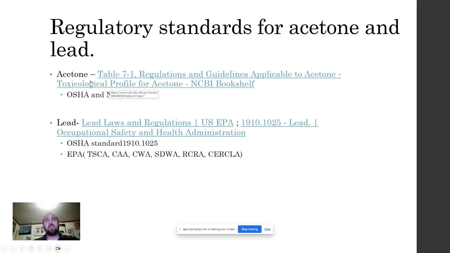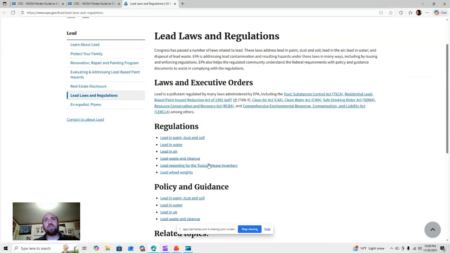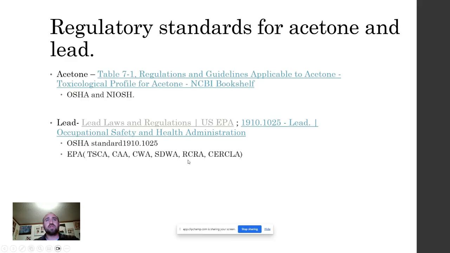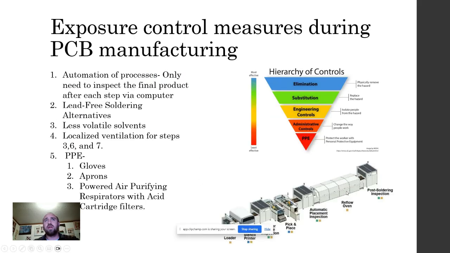But the one I really wanted to get down to and show you all is the reason why I picked lead. Lead is regulated heavily by the federal government, and we have the EPA looking at the Toxic Substances Control Act, Clean Air Act, Clean Water Act, Safe Drinking Water Act, and Resource Conservation and Recovery Act. We click on this, and it takes you to all of those that I just mentioned. You'll be able to take a look, follow, and go down the rabbit hole as much as you want, but this is the reason why I chose to focus on lead today.